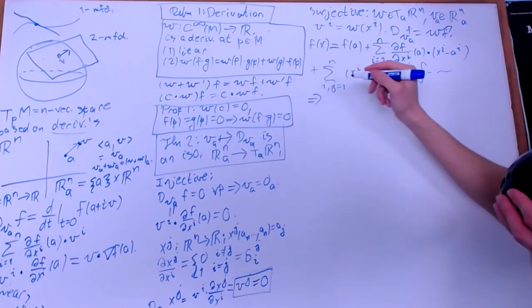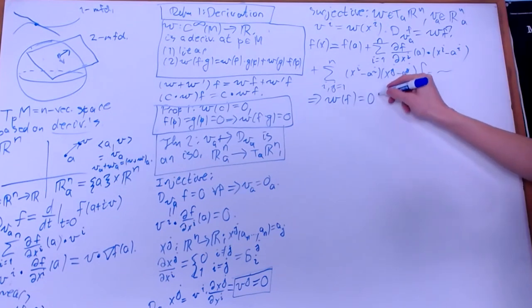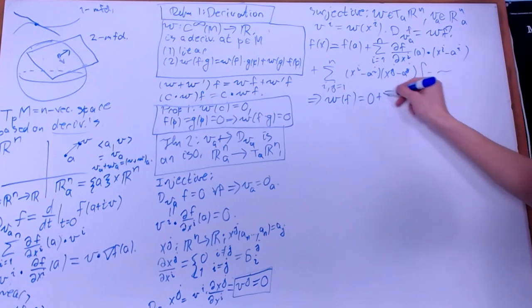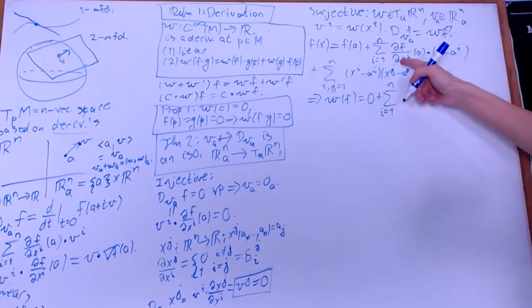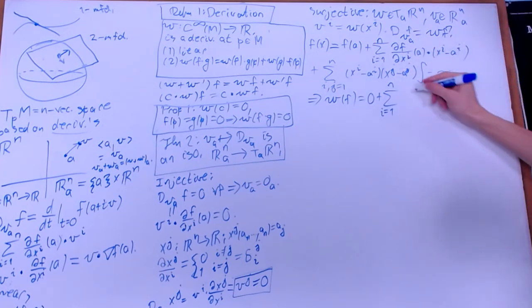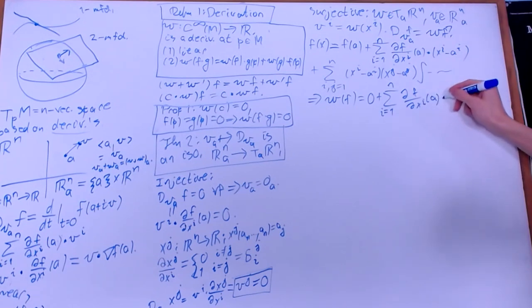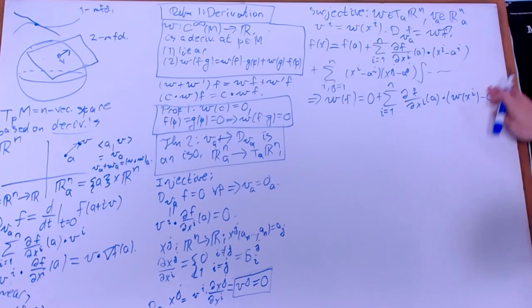Where do we go from here? Well, let's go ahead and apply w to f. f of a, that's a constant, that's 0. Because w is a linear operator, I can go ahead and move it inside that sum. That is a constant times a function, and so I can just leave the constant alone and apply it only to the function. So when I apply it to that, I will get w of xi minus w of ai, but ai is a constant, and so it's just 0, so I'm left with this.